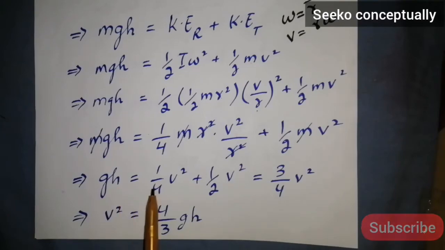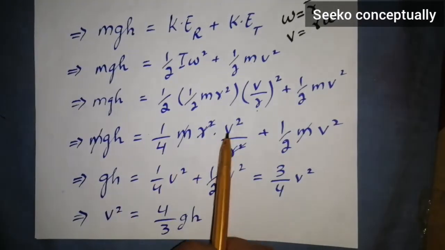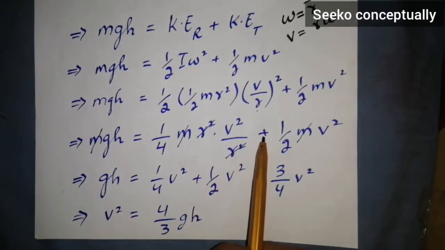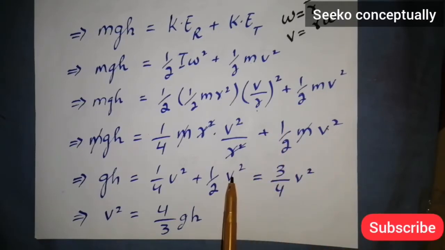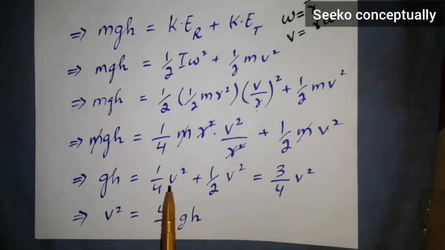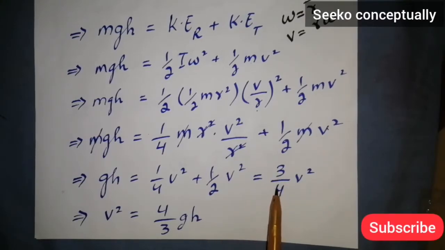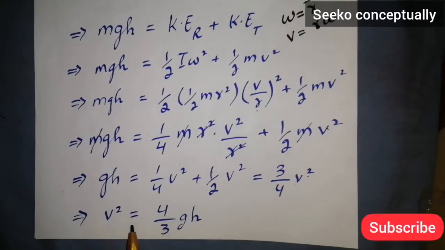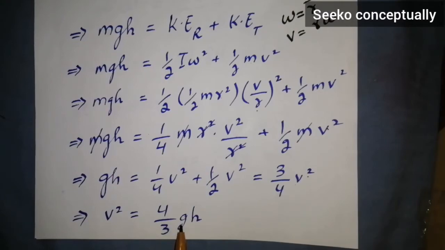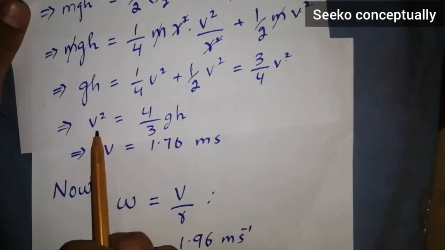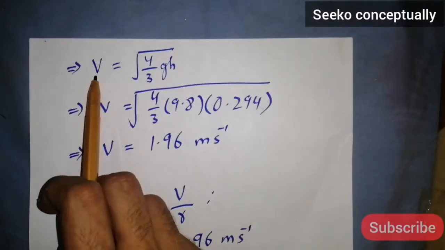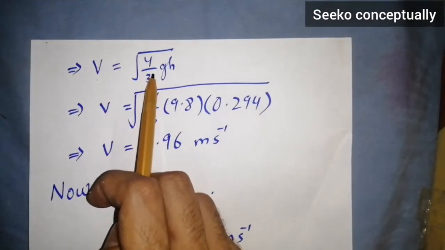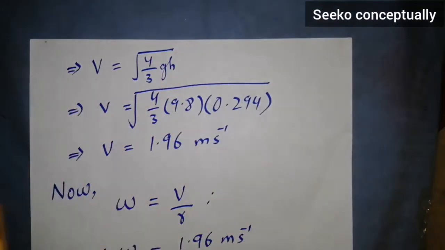gh is equal to 1 over 4 v squared plus 1 over 2 v squared. 1 over 4 v squared plus 1 over 2 v squared is equal to 3 over 4 v squared. Arranging this for v squared, we get v squared is equal to 4 by 3 gh. Taking square root on both sides, we get v is equal to the square root of 4 by 3 gh.